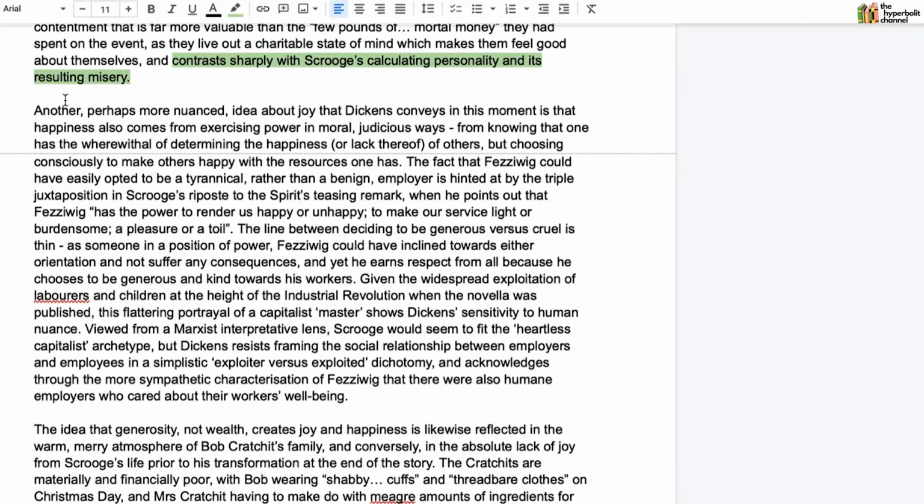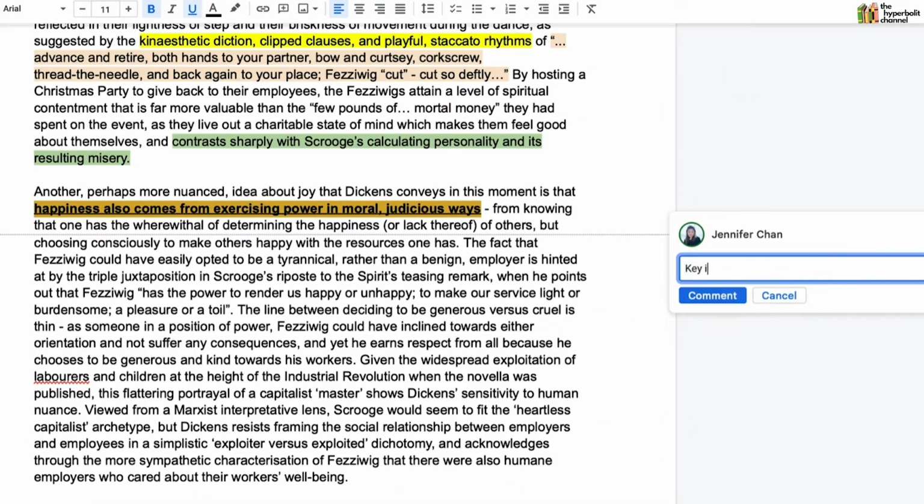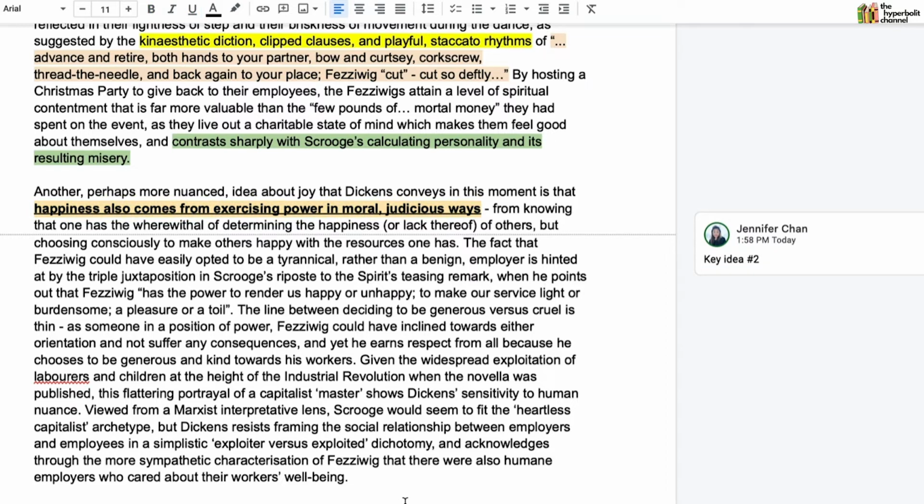So as we move on to the second main body paragraph, the student brings in another key idea, which is related to the main line of argument, as she says, another perhaps more nuanced idea about joy that Dickens conveys in this moment is that happiness also comes from exercising power in moral, judicious ways. And so this is indeed slightly more nuanced, but a good observation here. From knowing that one has the wherewithal of determining the happiness or lack thereof of others, but choosing consciously to make others happy with the resources one has.